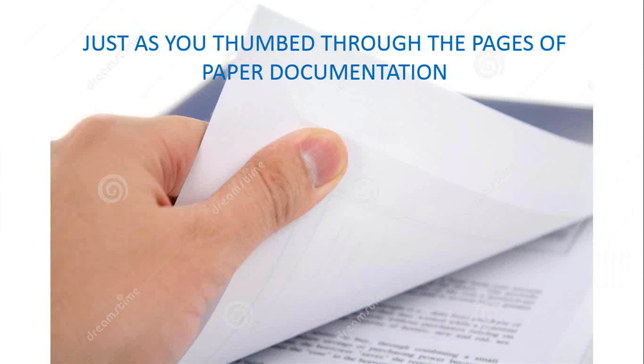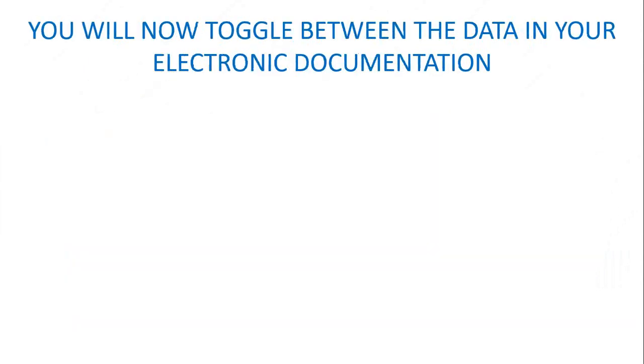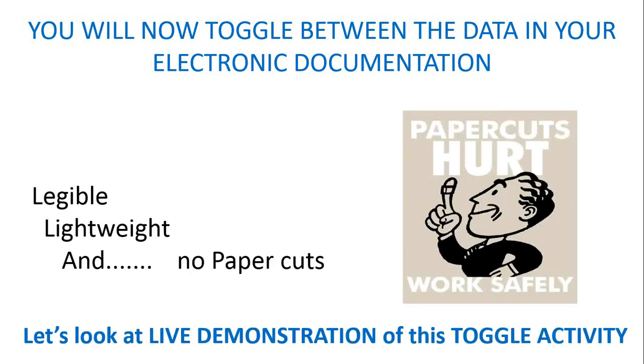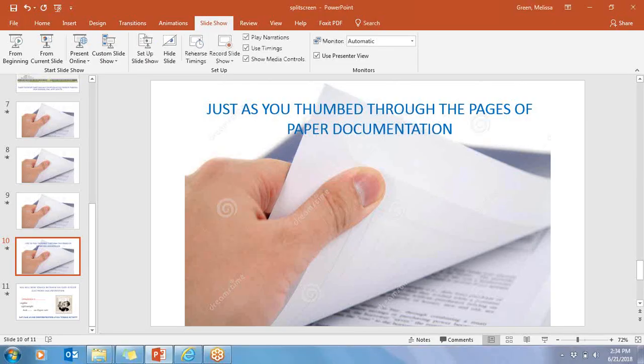Thumbing through pages of paper documentation and writing down what you needed to know on your evaluation, and then putting that in the chart as well. Now you're going to toggle between data that's stored in the electronic documentation. And the difference is it's legible, it's lightweight, and no paper cuts. So let's look at a live demonstration of how this toggle activity works.